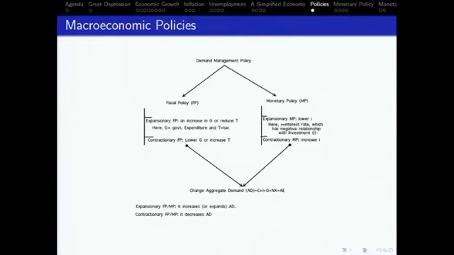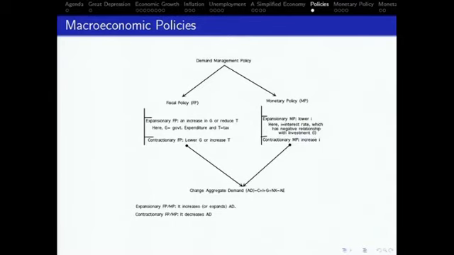Clear? Now look at the monetary policy. One of the tools in monetary policy is the interest rate. The question is, which variable actually depends on the interest rate? One of the variables that heavily depends on the interest rate is investment.